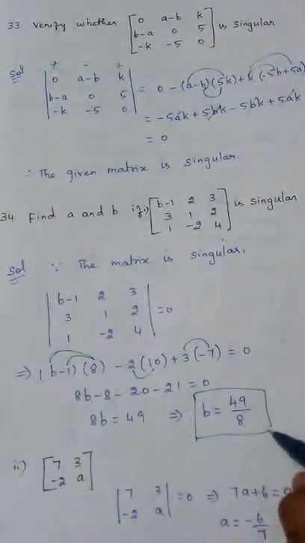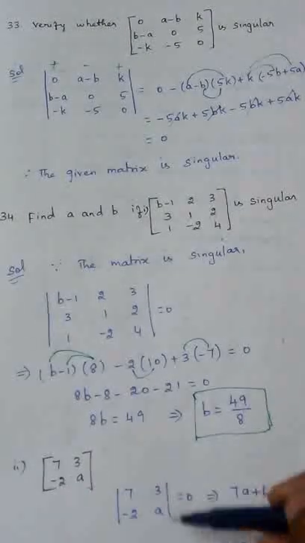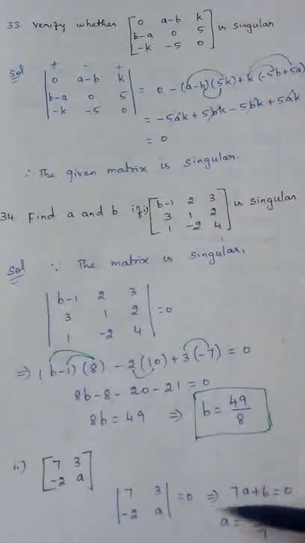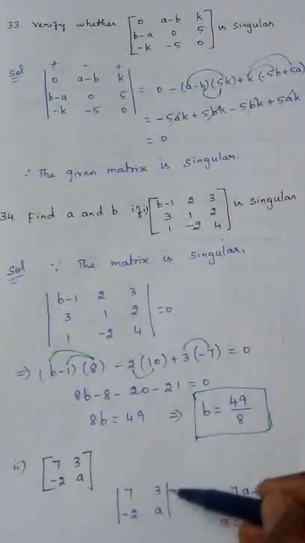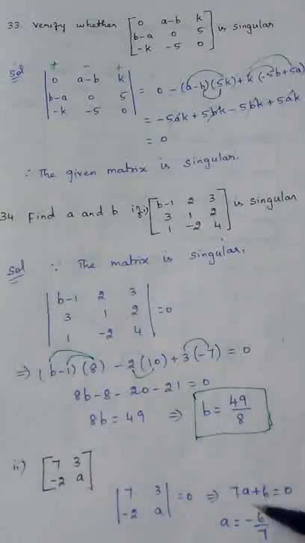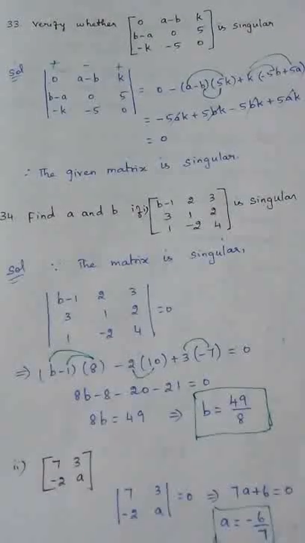Now from the other matrix we have to find the a value. This is a 2 by 2 matrix. So again take the determinant. Since it is singular, the answer is 0. Cross multiply 7a. Here it is minus 6, so we should write plus 6. 7a plus 6 equal to 0. 6 goes to the other side, minus 6. 7 goes to division. So the a value is minus 6 by 7.